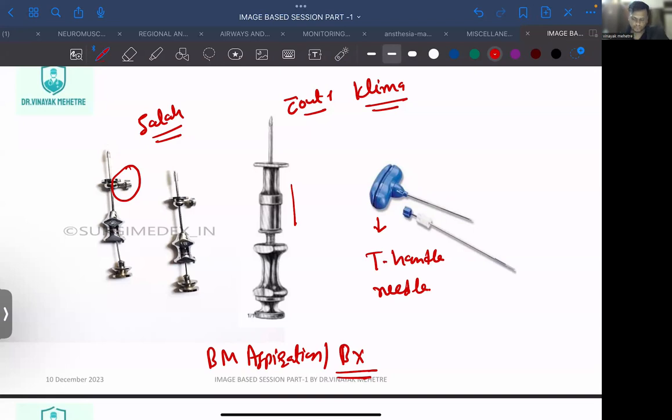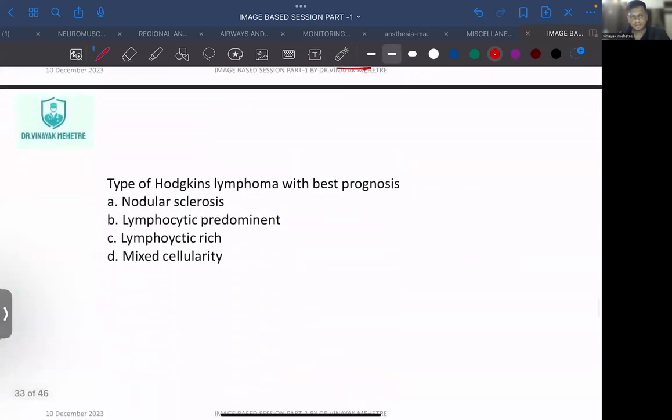AML, CML, those are cancers of the myeloid line, and lymphocyte cancers are next. Now we come to lymphomas. It is the easiest topic, don't worry, we will finish the class soon as well. Type of Hodgkin lymphoma with best prognosis. What do you think? Answer.